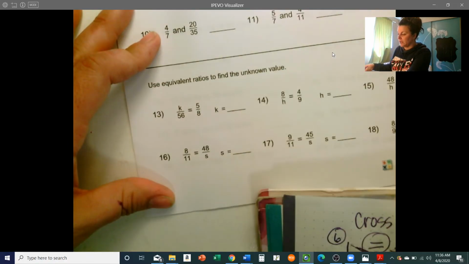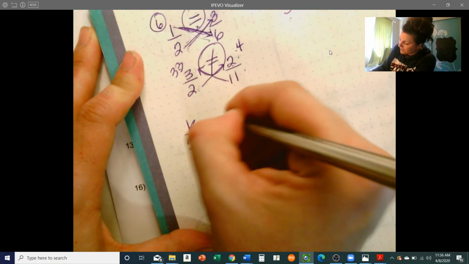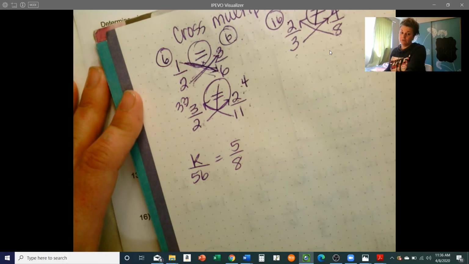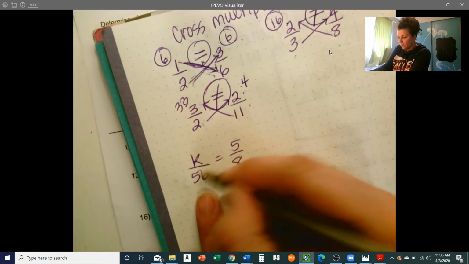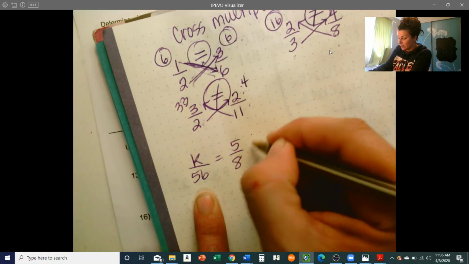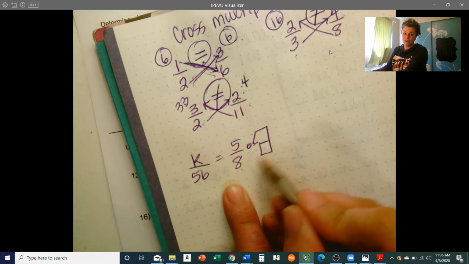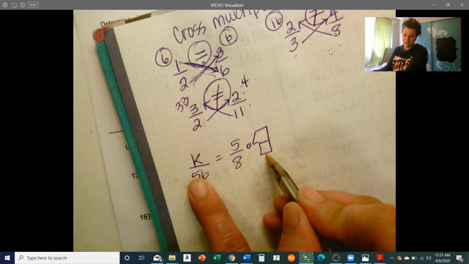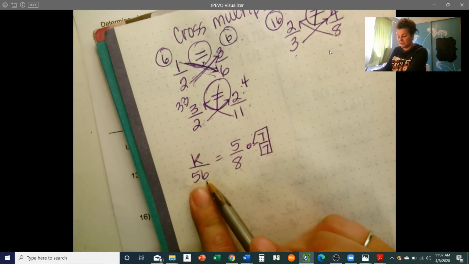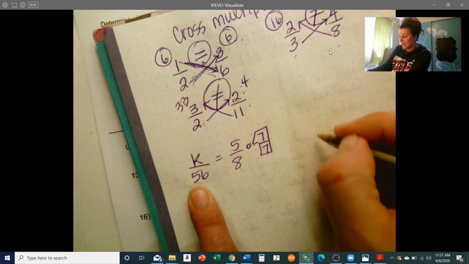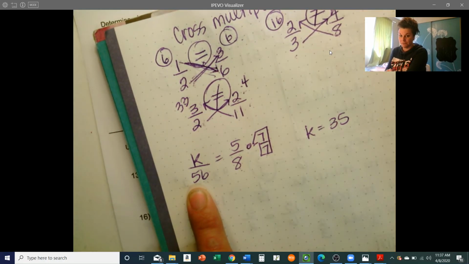Let's do 13: k over 56 equals 5 over 8. I'm going to show you another way to do this later, but for now, this is what we're going to do. So remember that when I do equivalent fractions, I'm just multiplying by a fancy 1. So I want to ask myself, what gets multiplied by 8 to give me 56? That's 7. So that means my fancy 1 is 7 over 7, because 8 times 7 is 56. So that means that k has to be 35, because 5 times 7 is 35.